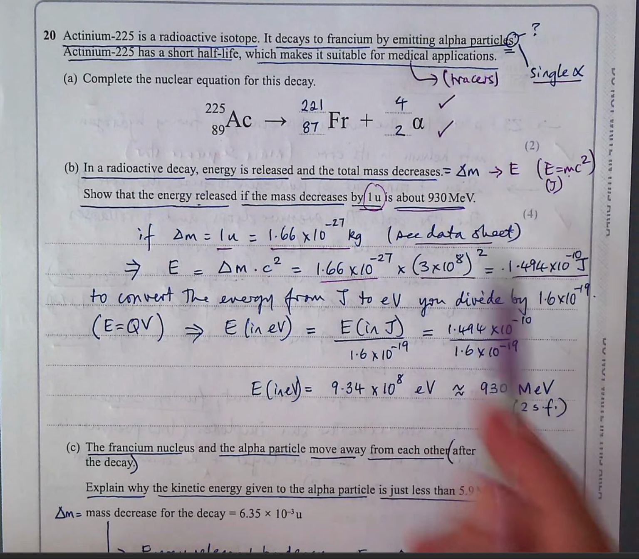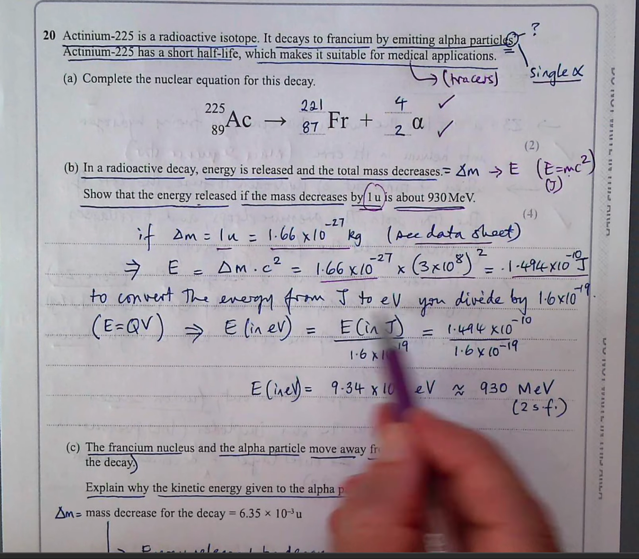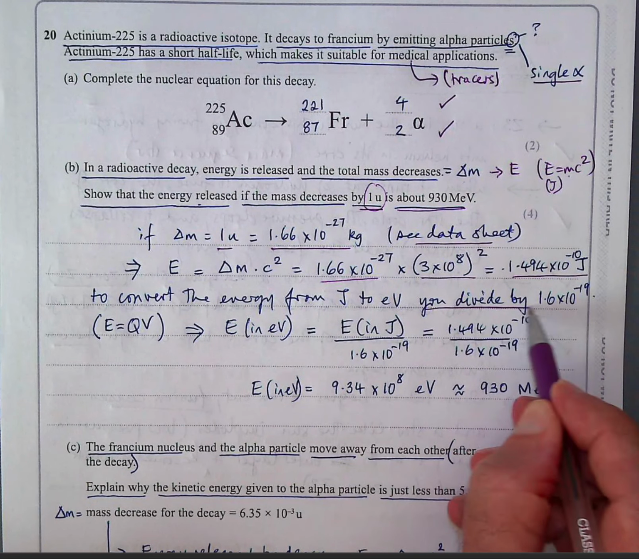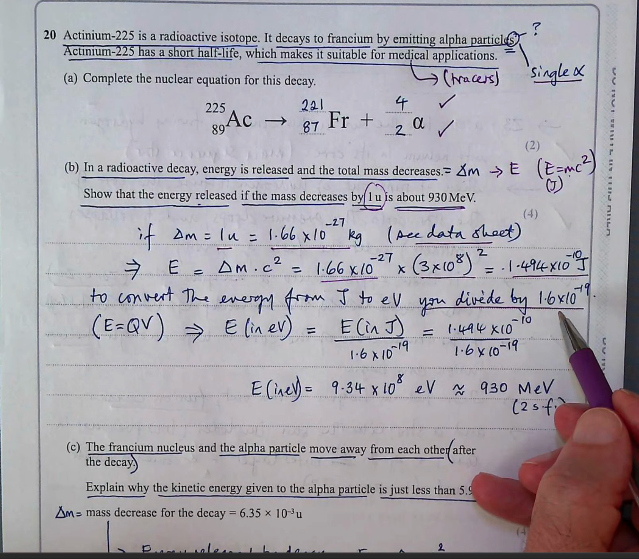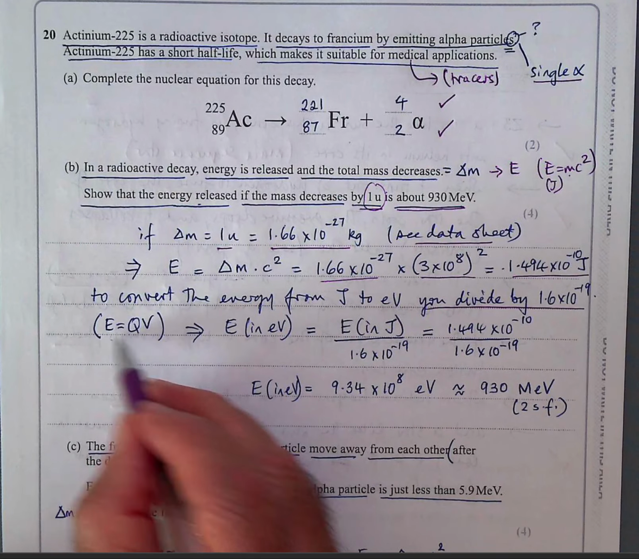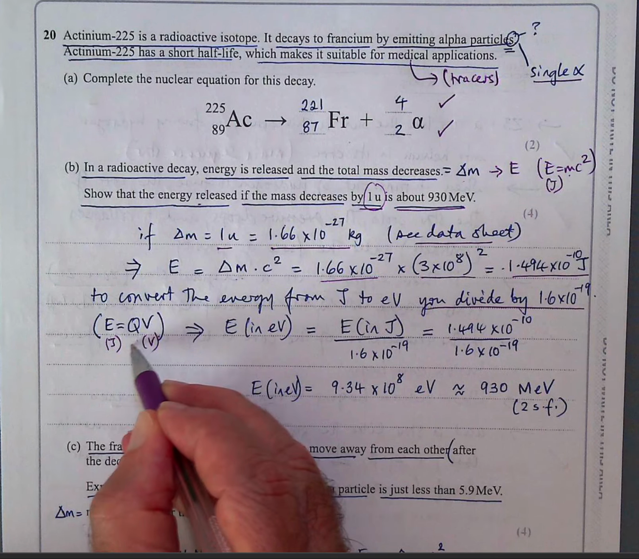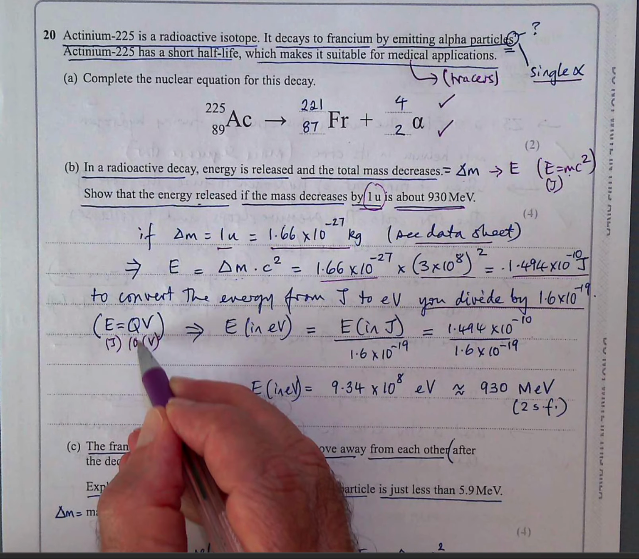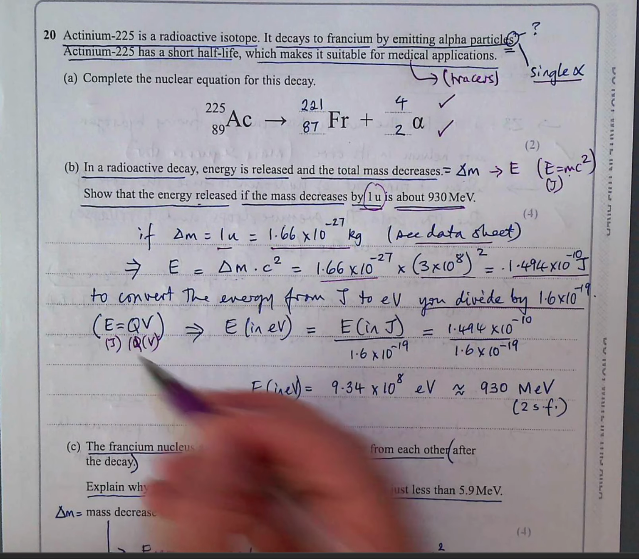Well, we want to see what this is in electron volts. To convert from joules to electron volts, you always divide by the size of the charge of an electron, because it comes from E equals QV, where joules, volts and charge are linked. So we want to know what voltage equivalent that would be.